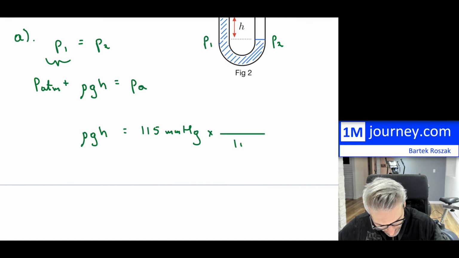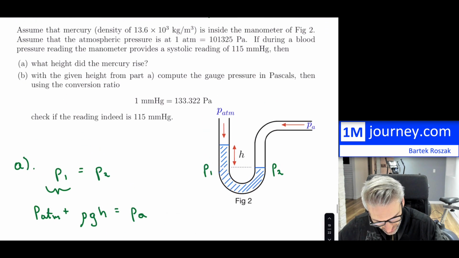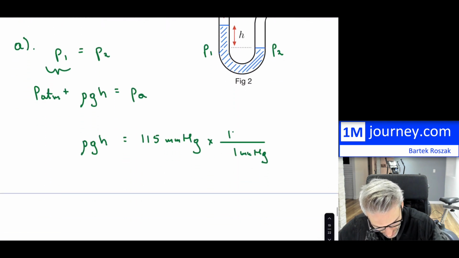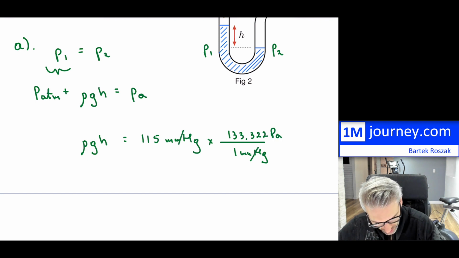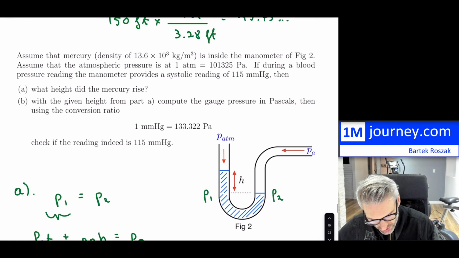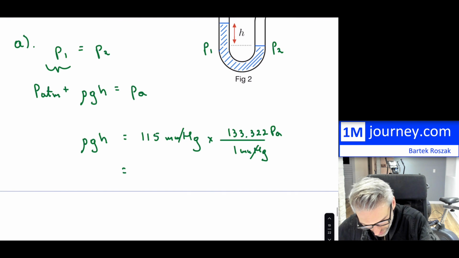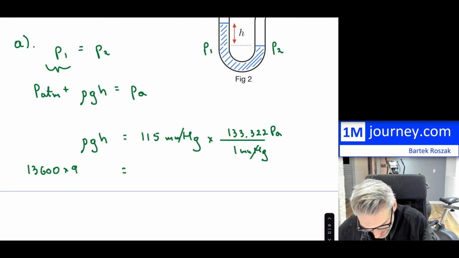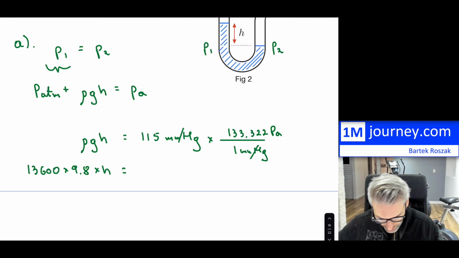Let's change this back. 1 millimeter of mercury is 133.322 pascals. That's what they want us to use in the question, so that it's all in metric standard units. Then notice the density, which is also given in the question. Here's my density right there, which is 13.6, in grams per cubic centimeter, so let's write it as 13600 kilograms per cubic meter. Then times gravity, and then times the height the mercury would actually rise.